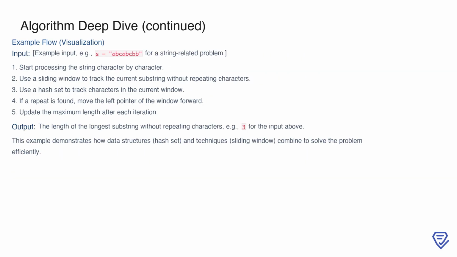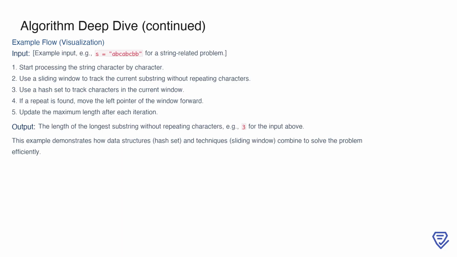Suppose we're tasked with finding the length of the longest substring without repeating characters in a given string, such as s equals abcap. We start by processing the string character by character, using a sliding window approach to track the current substring. A hash set is used to store characters in the current window, ensuring we can quickly detect duplicates. If a repeating character is encountered, the left pointer of the window is moved forward to exclude it. After each iteration, the maximum length of the substring is updated.